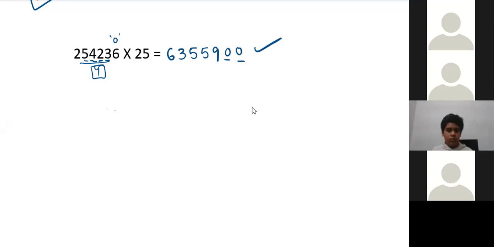So if you multiply this number by 25 directly in the conventional method, you will take much time, right? So here we are doing it faster than the conventional method.